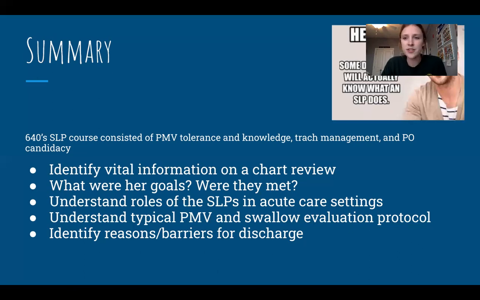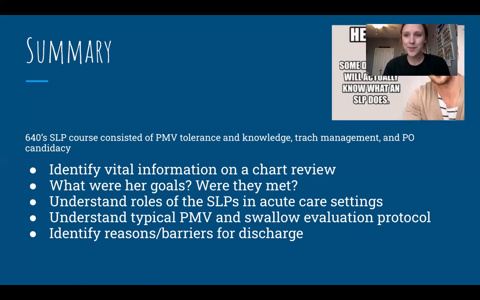And it was very interesting, and I'm happy that I did choose her because she was an advocate for herself and wanted to get a swallow assessment, which is really unique in acute care because these patients are so medically fragile. And so I thought that was really neat to see her be proactive about her own health and her quality of life while she was in the hospital.